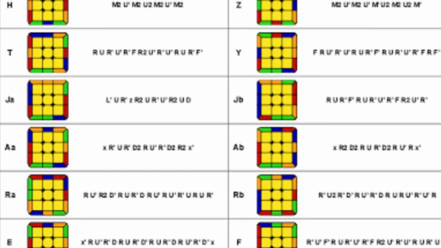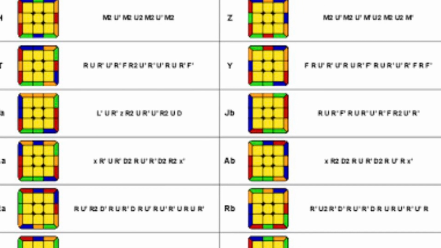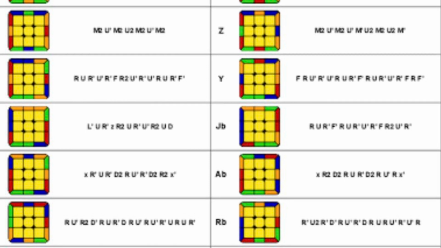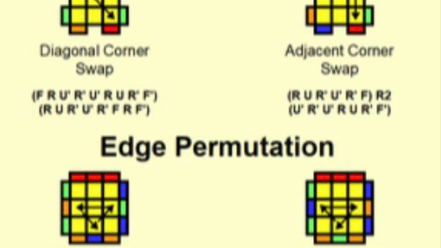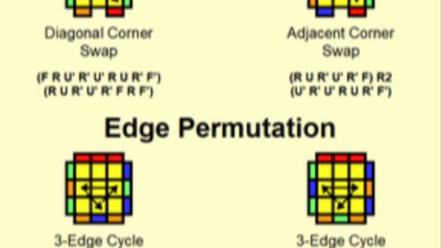So PLL is the final step to solving the Rubik's Cube. There's a total of 21 cases, but I suggest learning beginner PLL first, which consists of 6 cases.